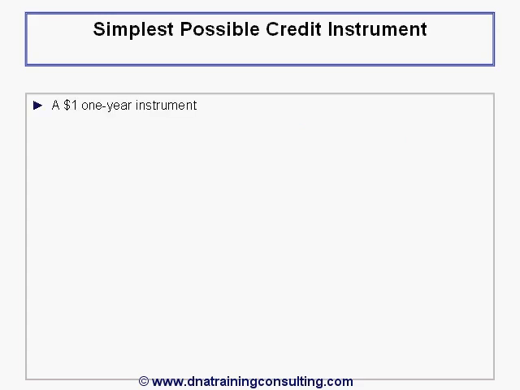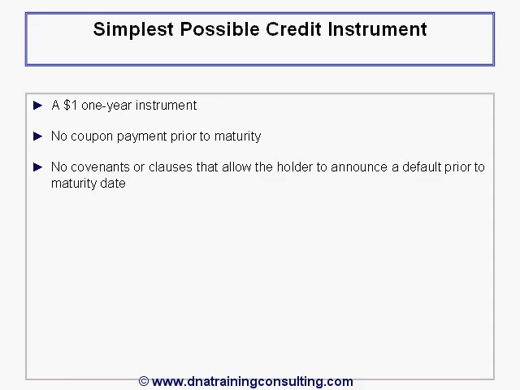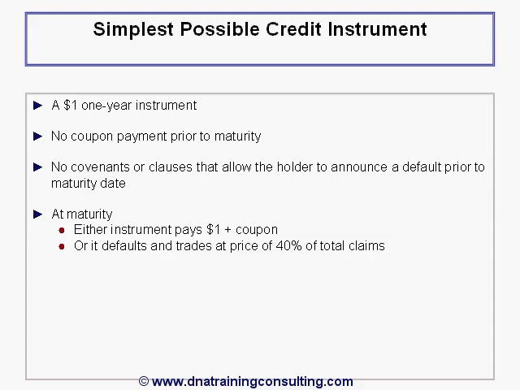This is a $1 one-year instrument that pays no coupons prior to its maturity and contains no covenants or other clauses that might allow the holder to declare a default prior to the maturity date. So at maturity, the instrument pays either $1 plus the coupon, or it defaults and trades at a price of 40%, say, of the total claims under the instrument, including accrued and unpaid interest. No other scenarios are possible. The probability that the instrument will default at maturity is assumed to be 6%.